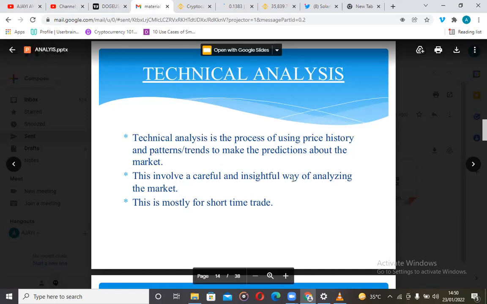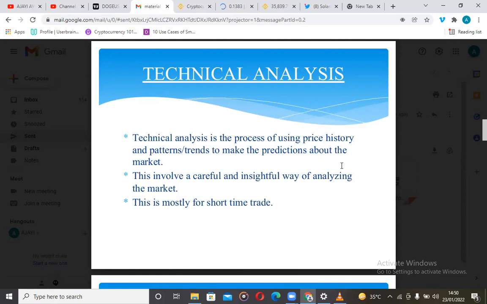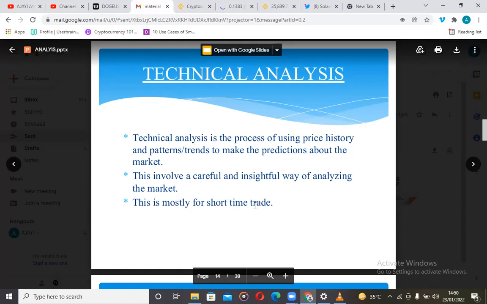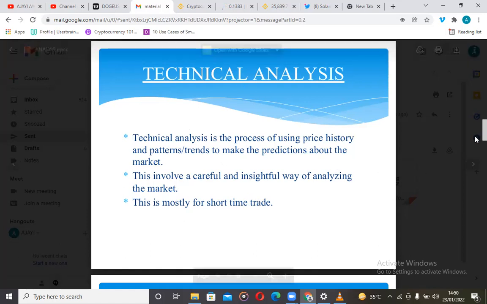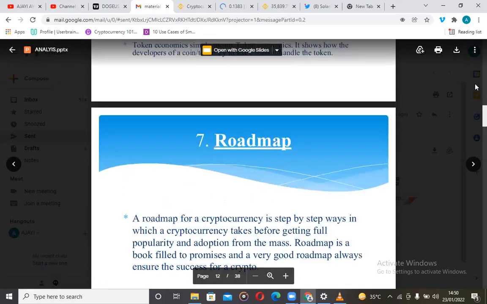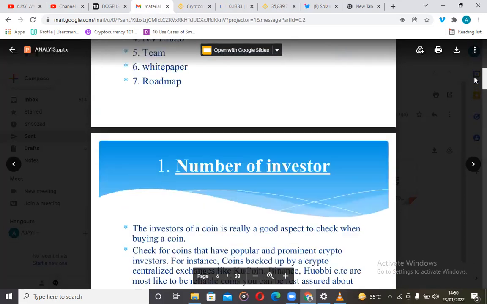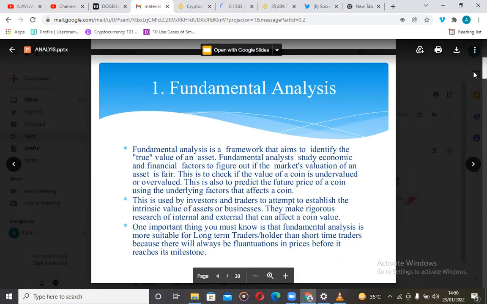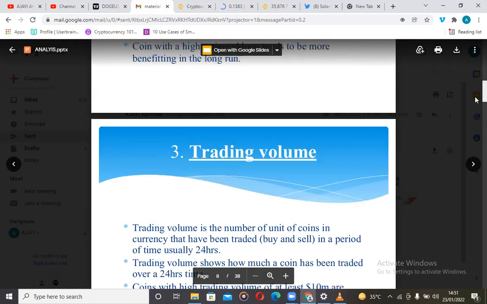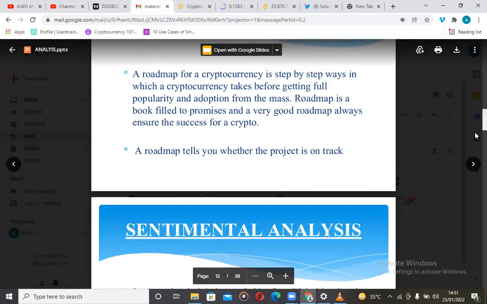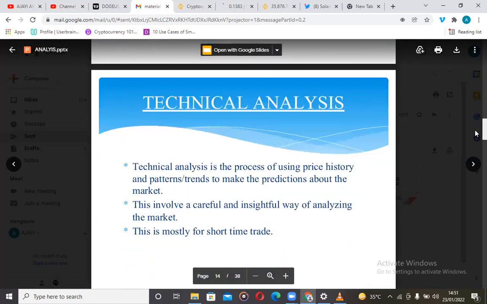So this involves a careful and insightful way of analyzing the market. You have to be very insightful. Another thing is technical analysis is mostly for short-term trade. Fundamental analysis is for the long term. I made mention of that in the first video. One important thing was made about fundamental analysis being suitable for long-term traders. So you can use technical analysis for short-term trade, right? And let's continue.